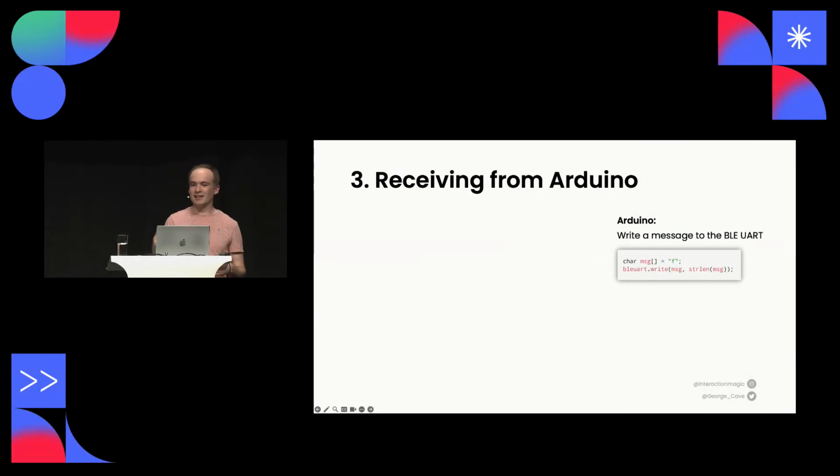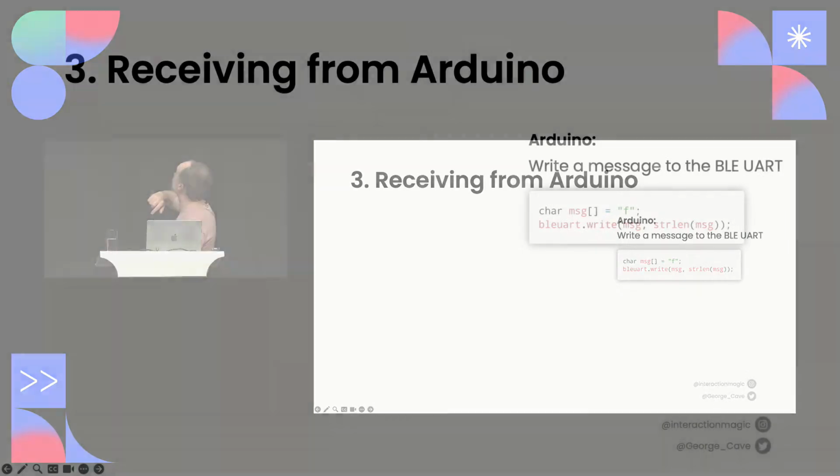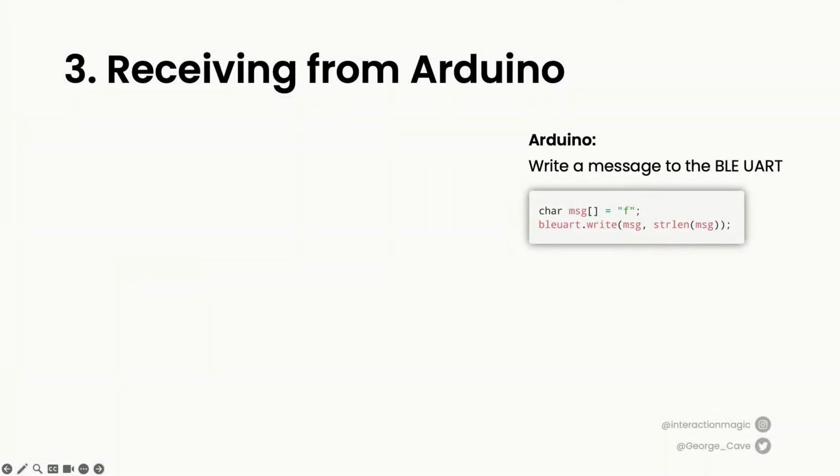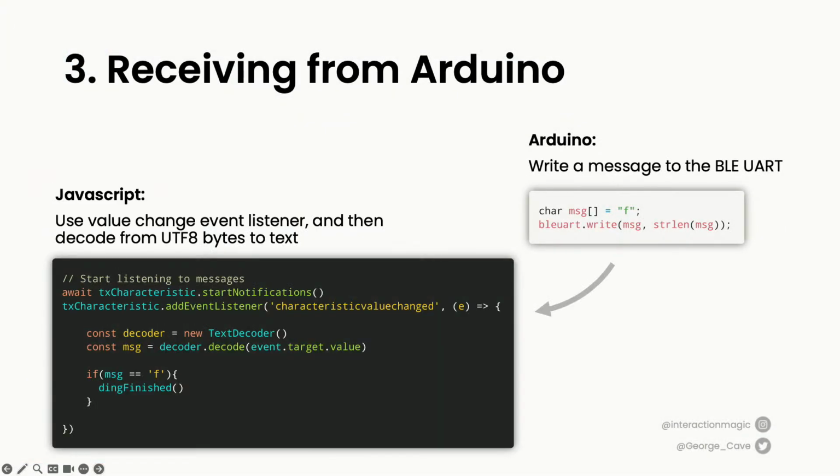The other way around, if you want to send a message back, we can write a message to the BLE UART on the Arduino side, and in the browser, we read in from the TX. We read in from the transmit characteristic. We do this reverse text decoding to convert from these bytes into the string that we want to use. And then that's it. And that's how to do the Web Bluetooth.